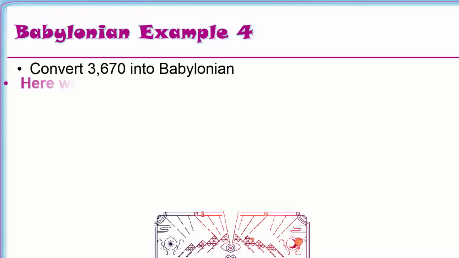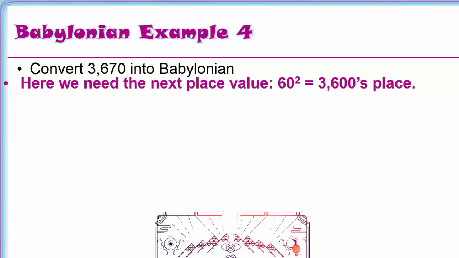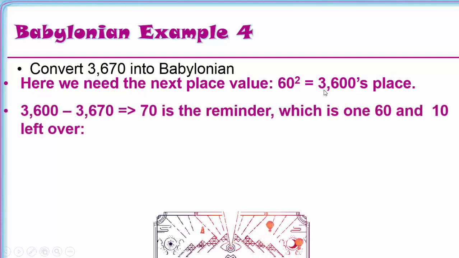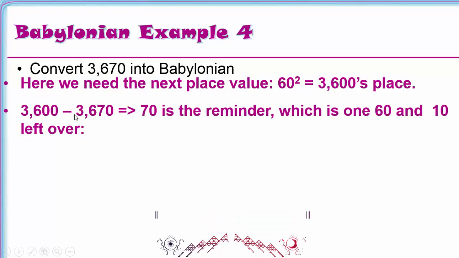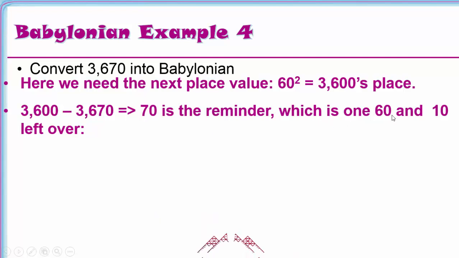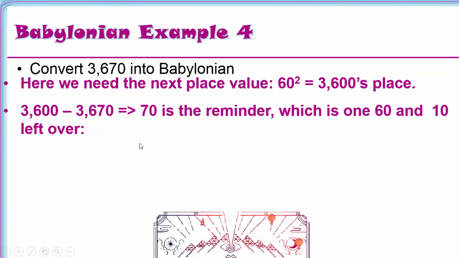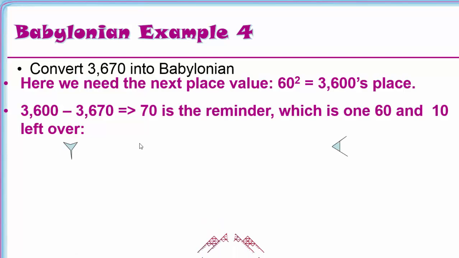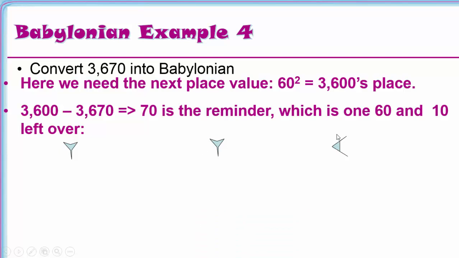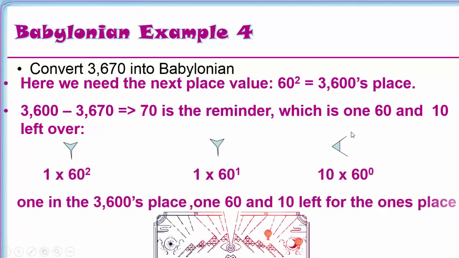Reviewing what we just did on the whiteboard, here we need the next place value, 60 squared, which is 3,600's place. So 3,600 from 3,670 leaves us with 70 as the remainder, which is 1 in the 60's place and 10 left over for the 1's place. Here is the 1 in the 3,600's place. Here is the 1 in the 60's place. And here is the 10 in the 1's place.